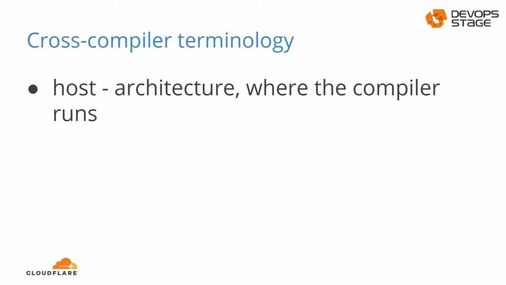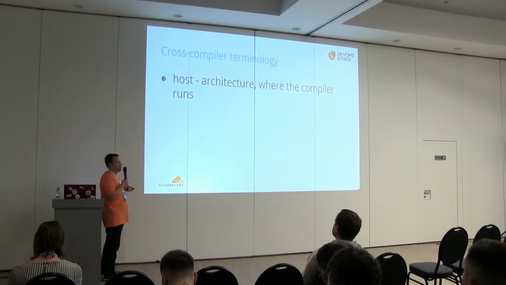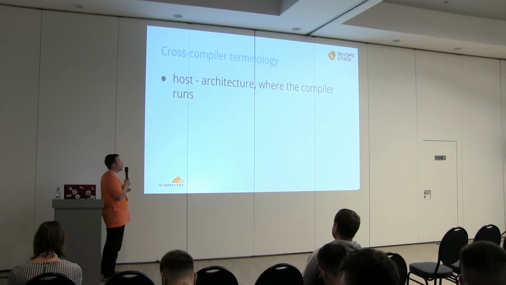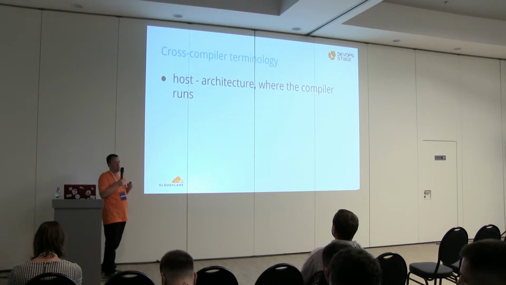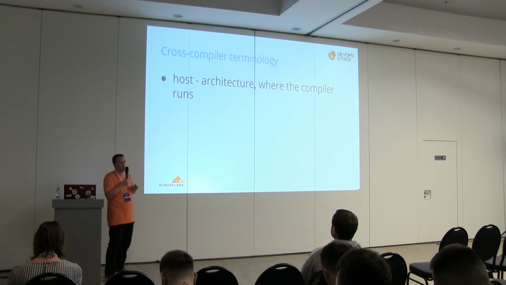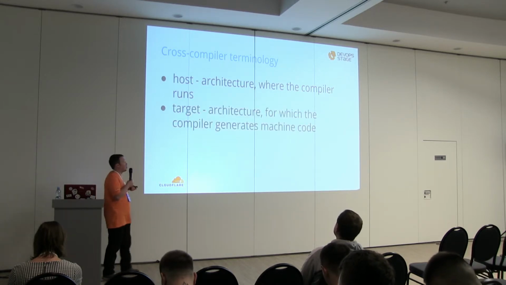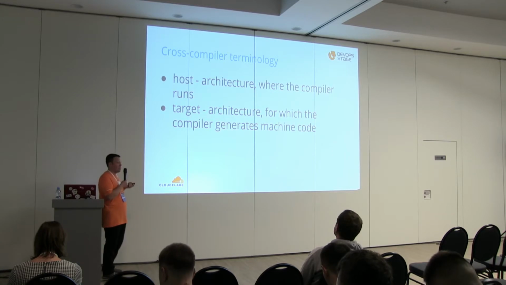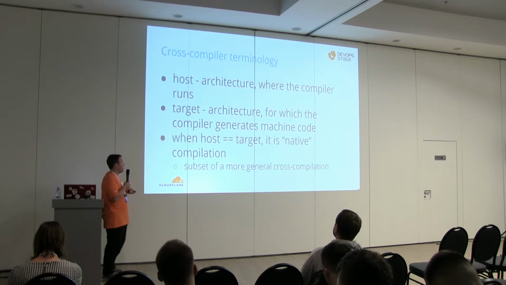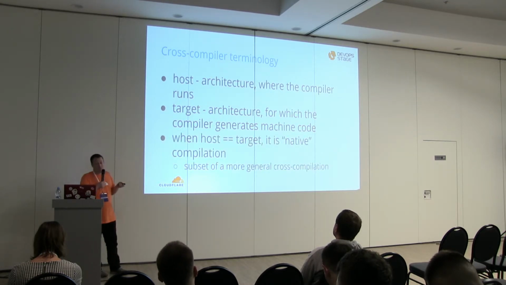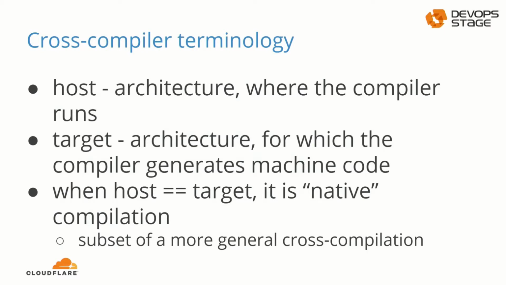To talk about cross-compiler issues, first we need to fix some terminology. In cross-compiler terminology there are two definitions. You have the host architecture, which is the architecture where the compiler runs. For our case, it's x86. And you have the target architecture, which is the architecture for which the compiler produces machine code. In our case, it's ARM64. And when you see these definitions, you'll see that regular compilation is a subset of cross-compilation, where host and target are the same architecture.